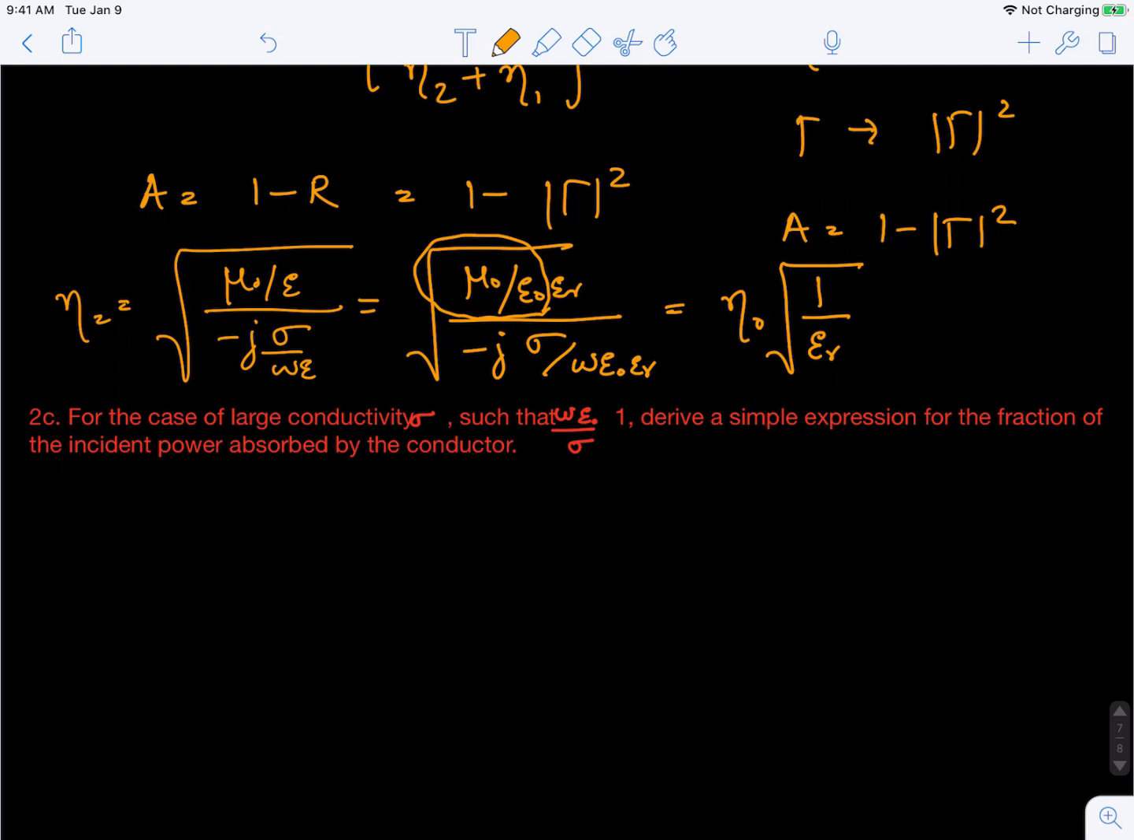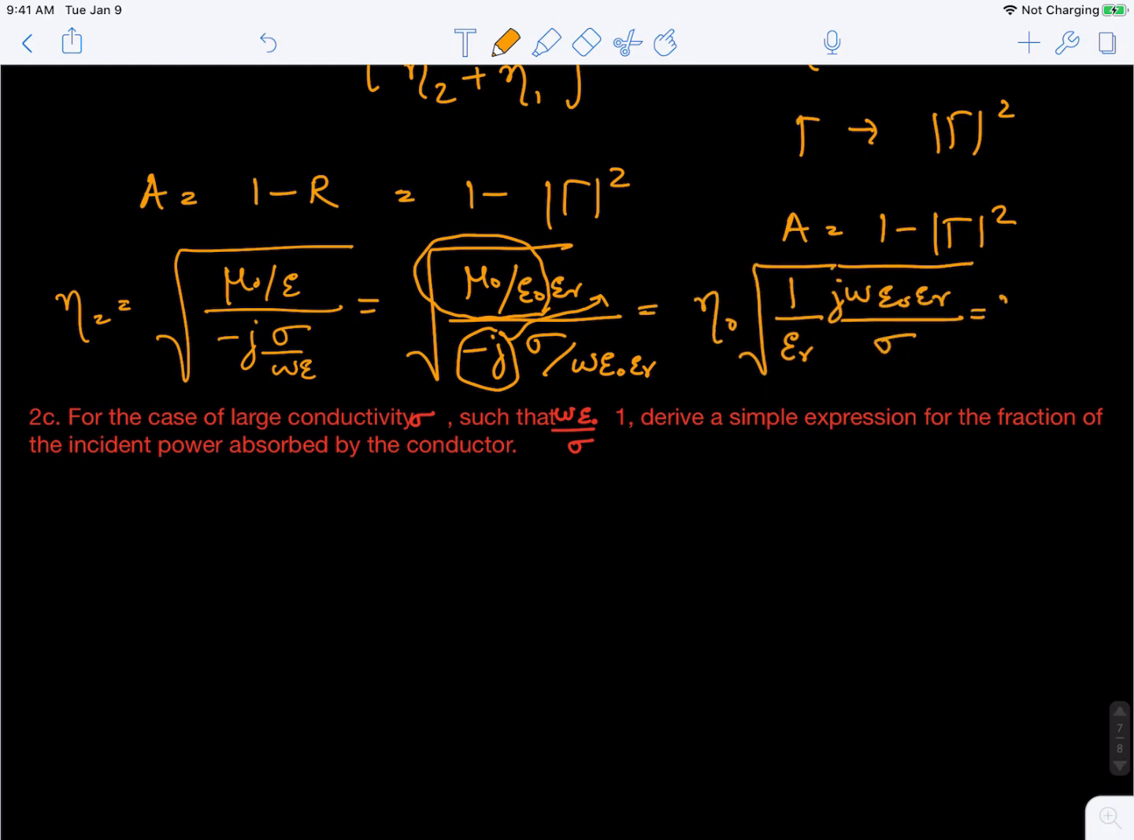We send the minus j to the numerator and write it as j, and omega epsilon naught epsilon r also goes to the numerator, divided by sigma in the denominator. Eta naught square root of j omega epsilon naught divided by sigma. So I would prefer you use this expression for eta 2 and find the value for A in terms of omega and sigma.